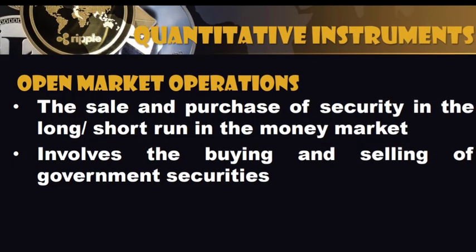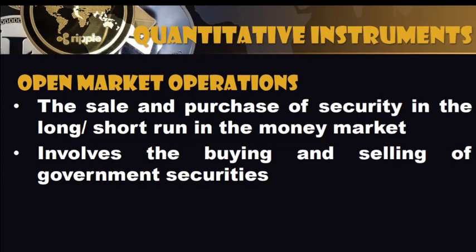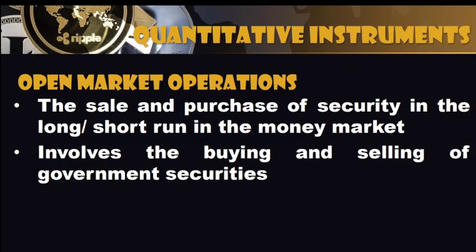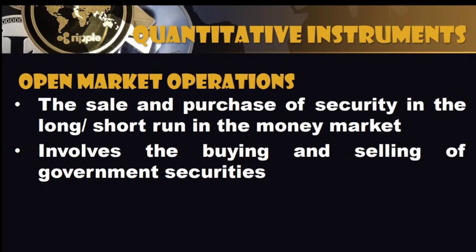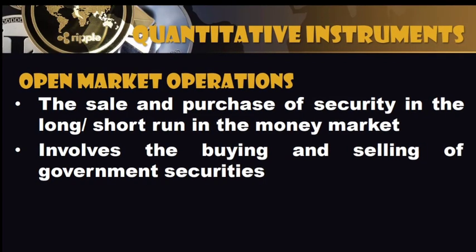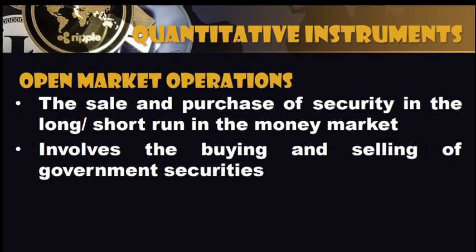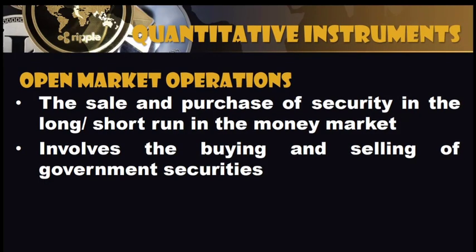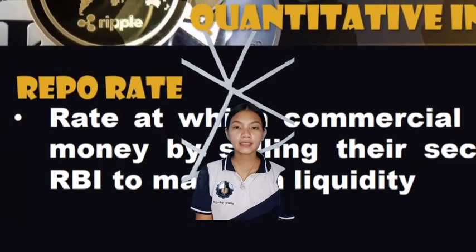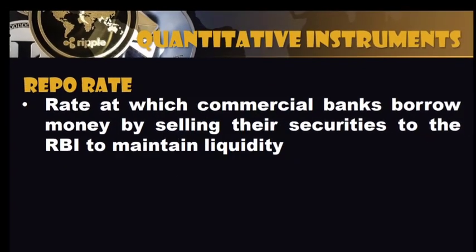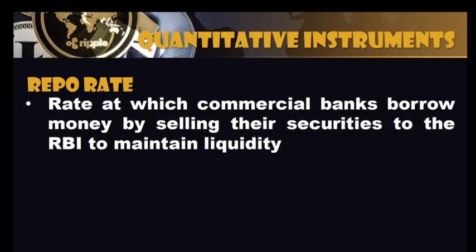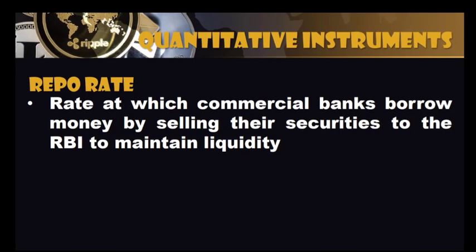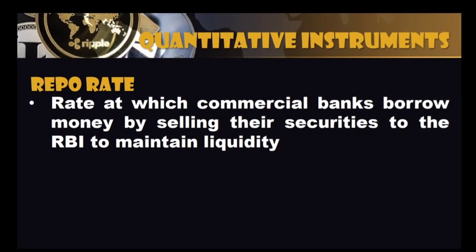When we say open market, it means that the Fed doesn't decide on its own, but it emerges from an open market wherein the security dealers that the Fed does business with, the primary dealers, compete on the basis of price. The next instrument is the repo rate at which commercial banks borrow money by selling their securities to the Reserve Bank of India to maintain liquidity.